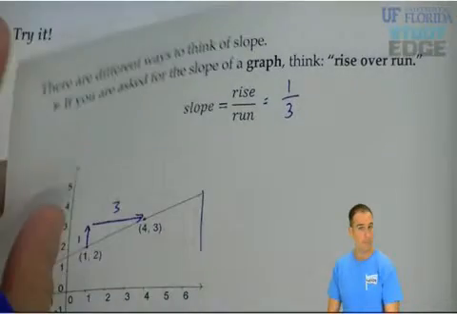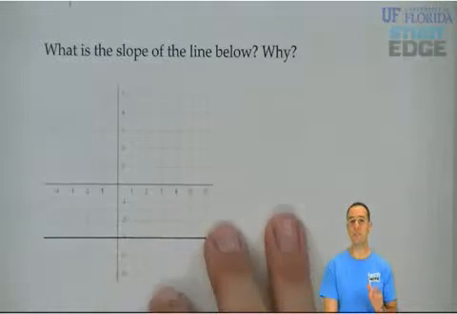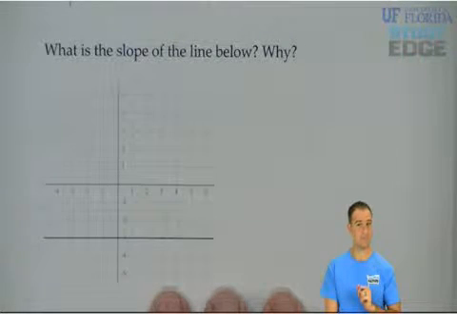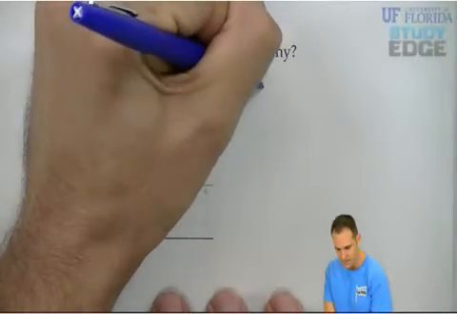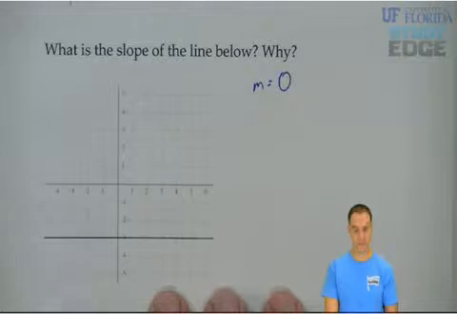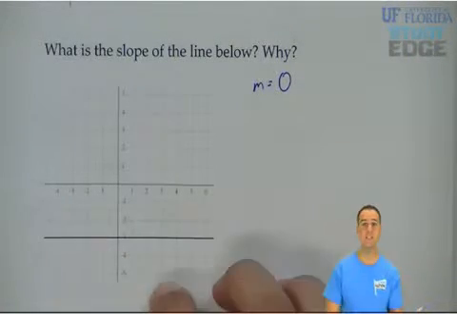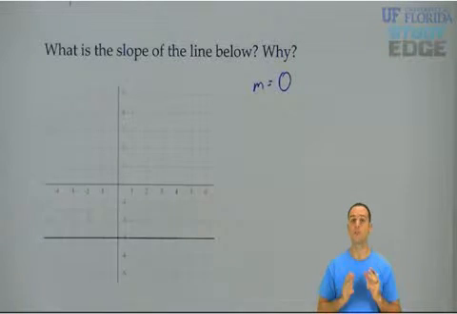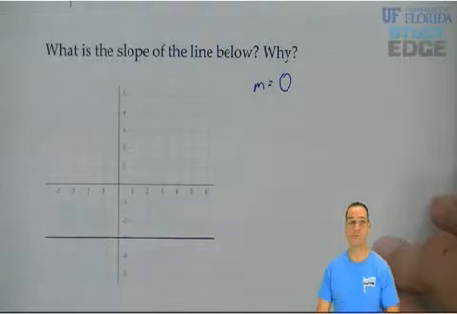However, remember that video that you just saw? That video within a video? What is the slope of the line below? Horizontal line. That would be a slope of what? Remember, M for slope would be 0. The reason why is because it doesn't rise at all and it just runs. It's got a slope of 0. So again, horizontal lines will have a slope of 0. In this case, there's nowhere to rise.